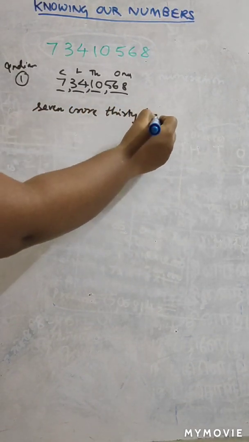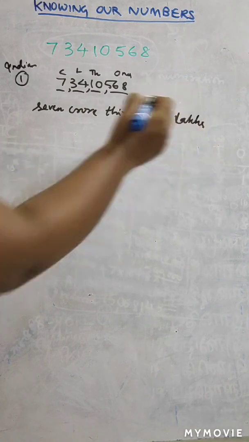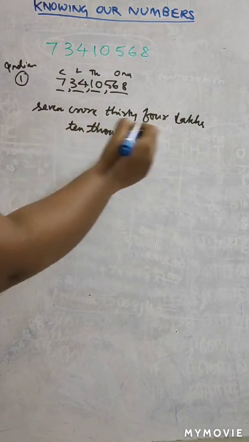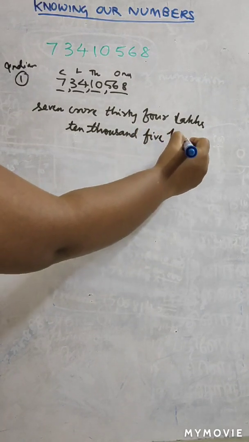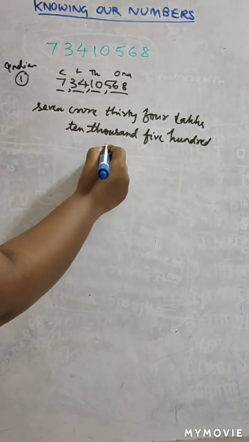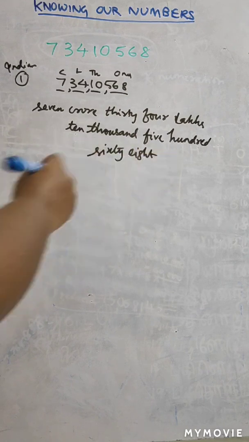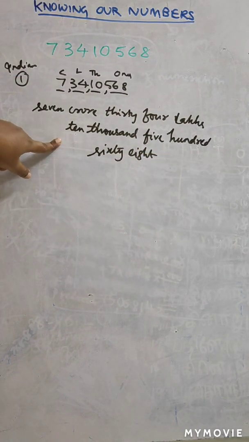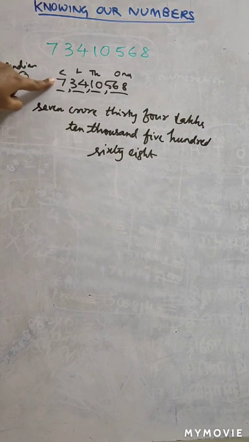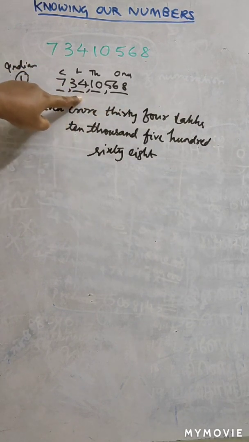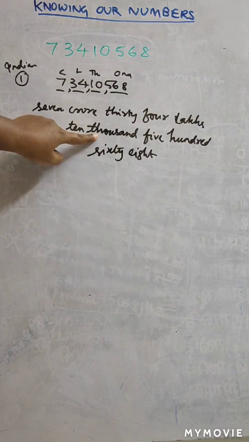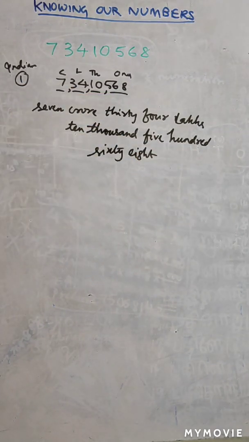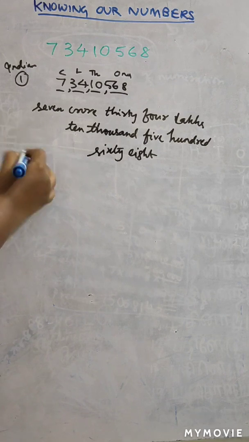Now we'll try to write it in the Indian number system. So this number can be written as 7 crore 34 lakh 10,568. If any number is given and you're asked to write it in words in the Indian system of numeration, first of all separate it with commas as per the place value chart, and then write it in words. The 7 is in the crores place, so I wrote it as 7 crore. Then we have the lakhs period, so I've written 34 lakhs. Then the thousands, that is 10,000, and then 568.